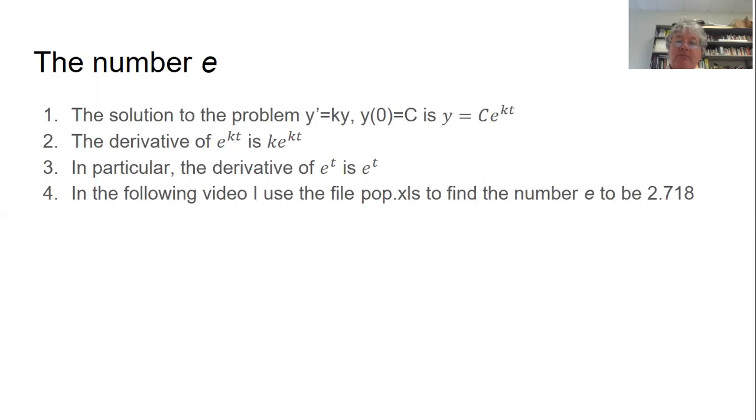Okay. In the video that follows this one, as I said, I use an Excel file to find the number e. And it's the number 2.718 that you might know. It's on your calculator. You might see e to the x. That's the e. So you put e to the 1, you'll get the number e.